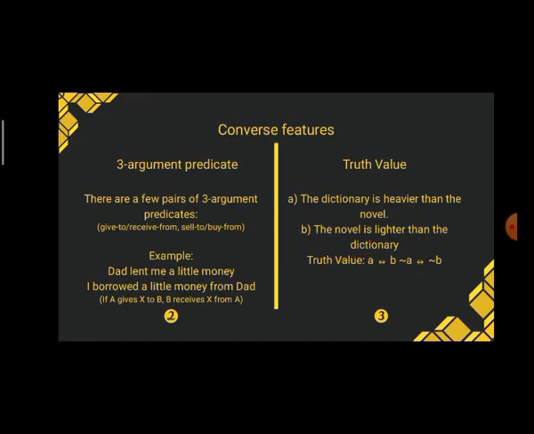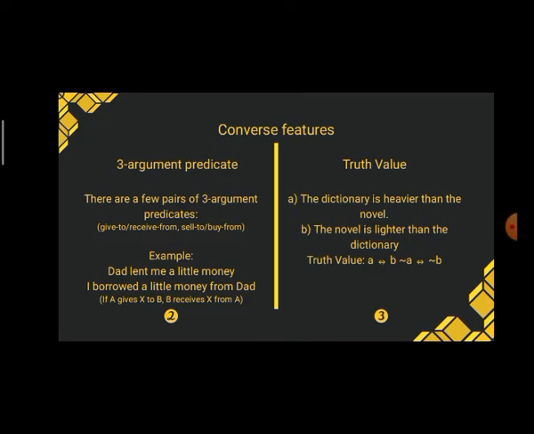Next is three-argument predicate. There are a few pairs of three-argument predicates, for instance, give to or receive from, and then sell to or buy from. For example, Dad lends me a little money, and I borrow a little money from Dad. If A gives X to B, then B receives X from A.